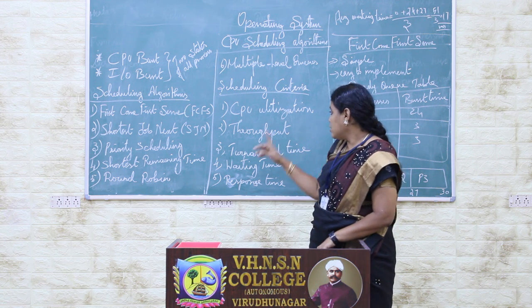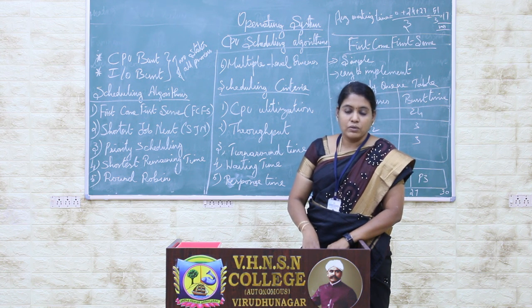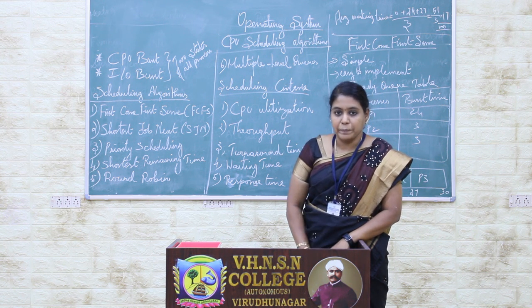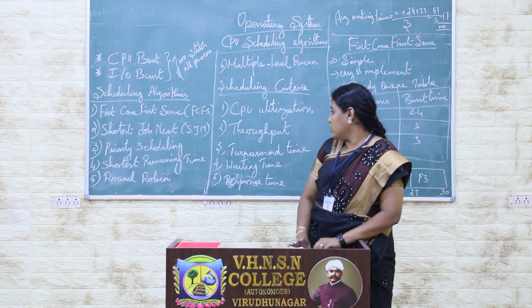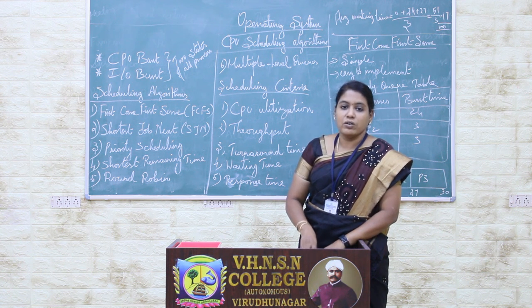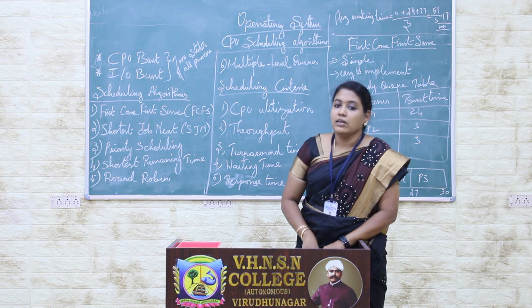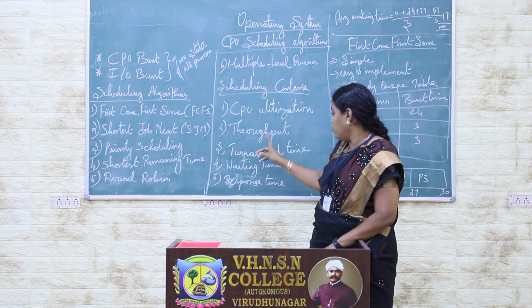So what does the CPU utilization criteria mean? Ideally, the CPU would be busy 100% of the time. So that is the criteria for CPU utilization. And throughput criteria means the number of processes executed or completed per unit time. So per unit time, how many processes are completed? That is based on the throughput value.